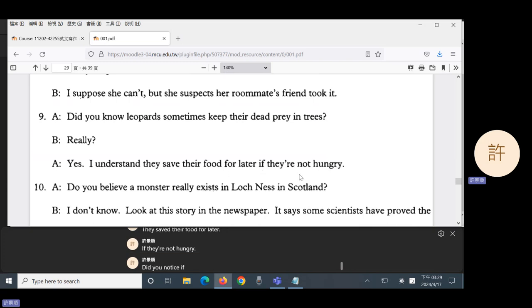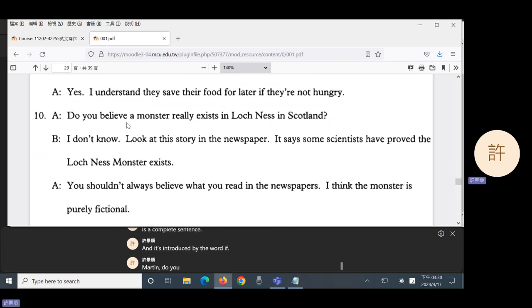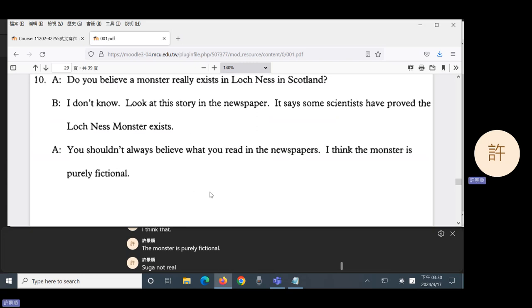Did you notice if they're not hungry is also a noun clause, right? They're not hungry is a complete sentence. And it's introduced by the word if. Number 10, do you believe that a monster really exists in Loch Ness in Scotland? This is the Loch Ness monster. B, I don't know. Look at this story in the newspaper. It says that some scientists have proved that the Loch Ness monster exists. A, you shouldn't always believe what you read in the newspapers. I think that the monster is purely fictional, not real. And then you also notice what you read in the newspapers is another indirect question.